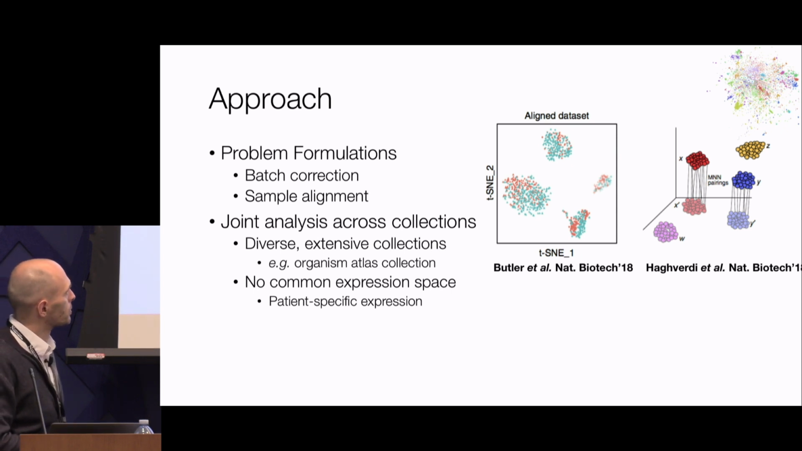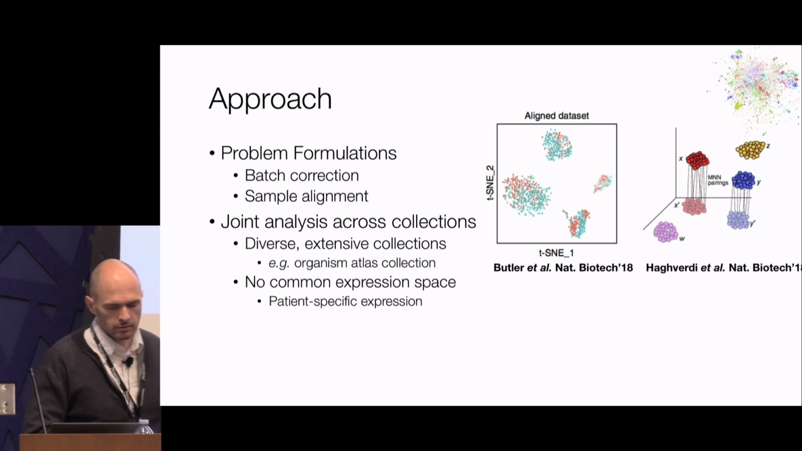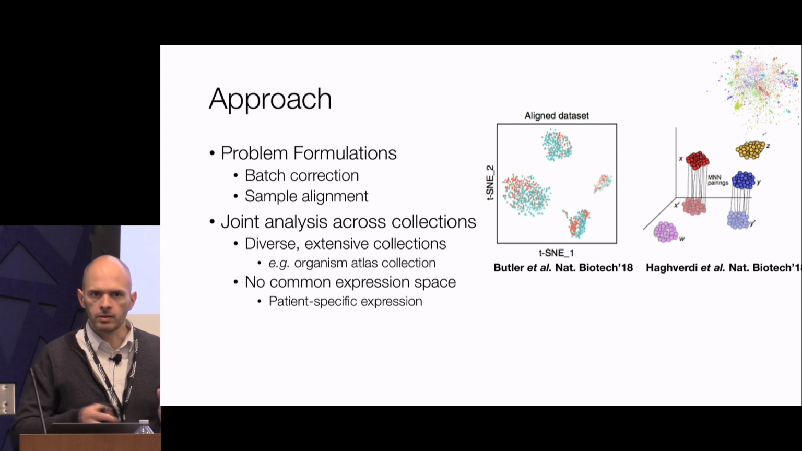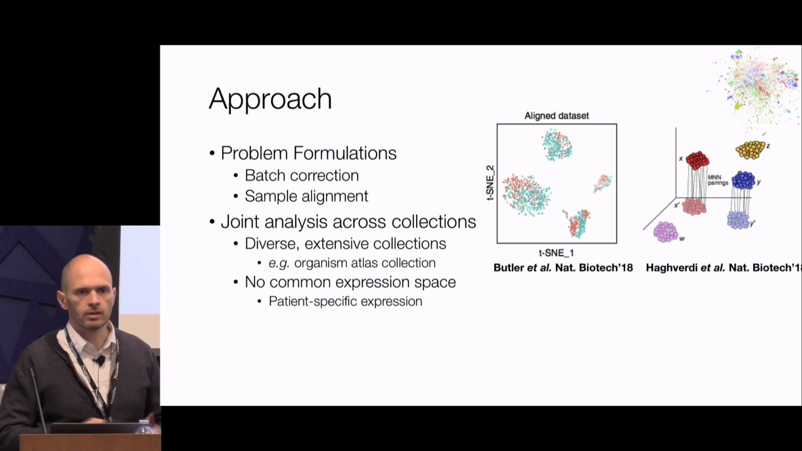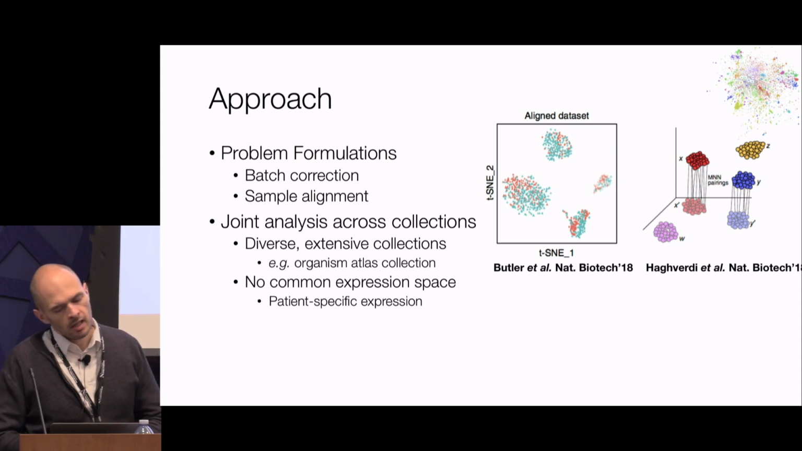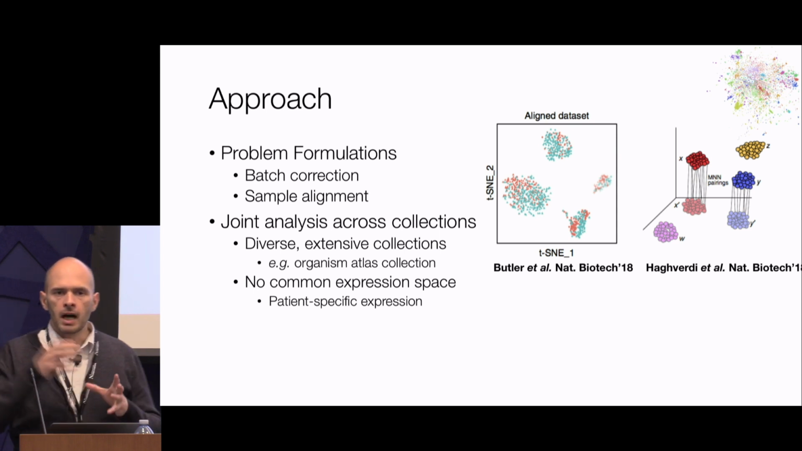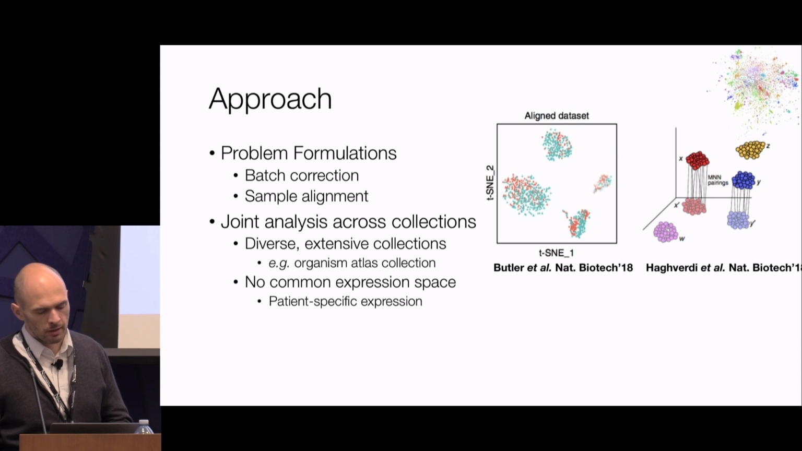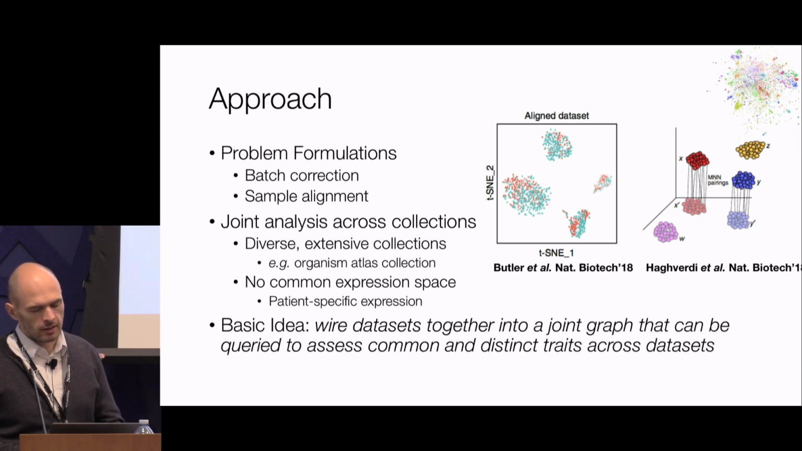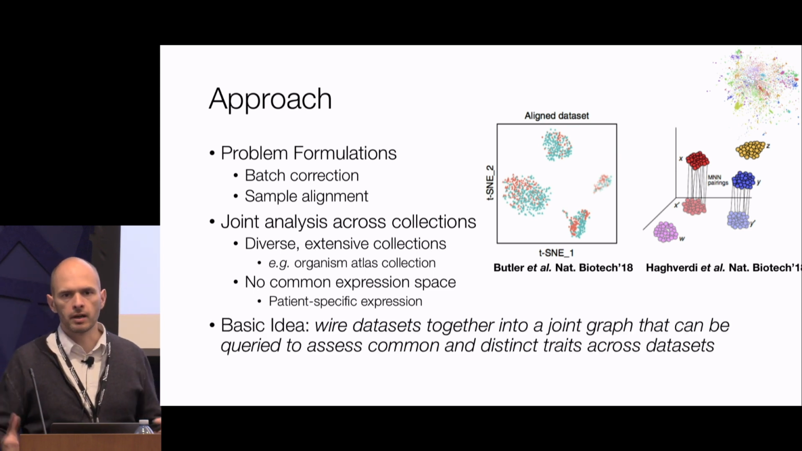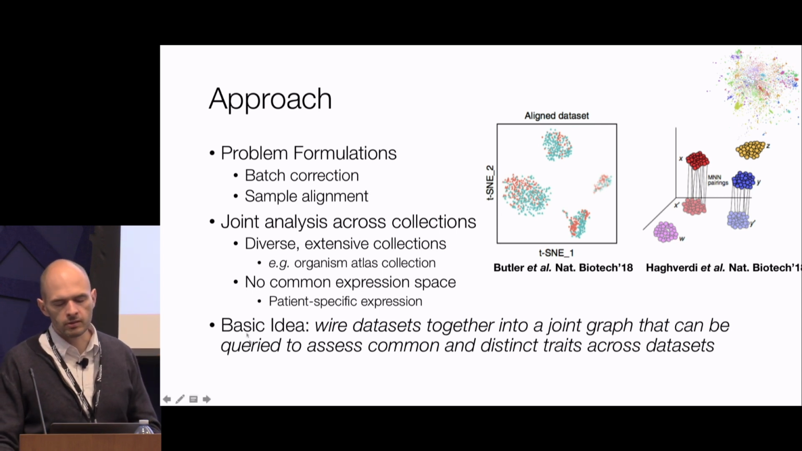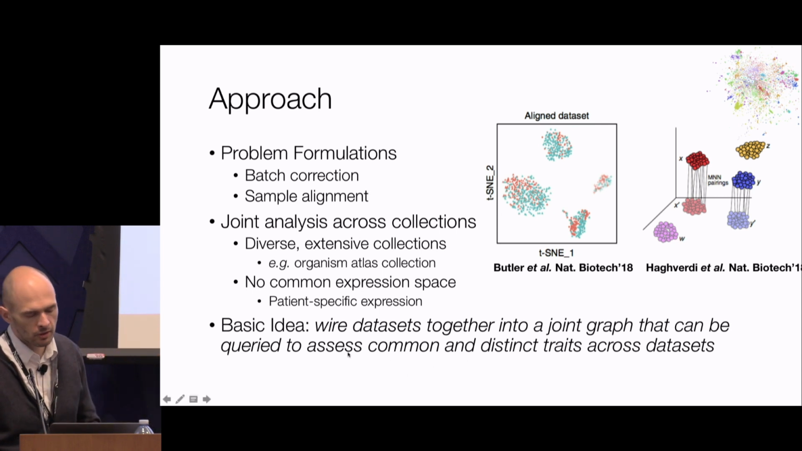Essentially, for joint analysis across collections, especially very diverse collections, we don't need a common space. In fact, it's hard to imagine in certain cases, let's say you're integrating between species. But what we need is a way of mapping from one data set to another to establish this type of correspondence. So that's the general idea. We're going to try to take the collection and just wire it together in a way where we can statistically test for associations between different groups of cells.